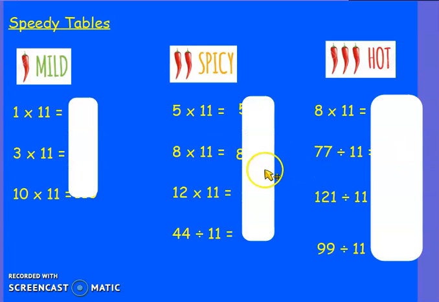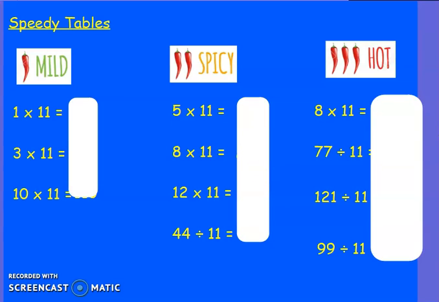Now you've practiced your 11 times table, here are some speedy times tables to have a go at. Give yourself 2 minutes and write the full sum in your maths book and get your pencil ready to mark when you're ready. Good luck, Year 4.